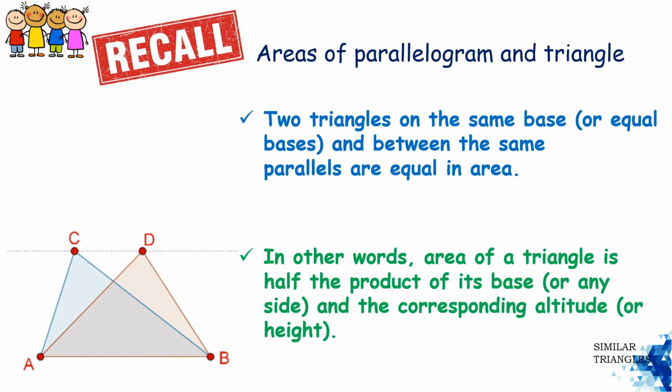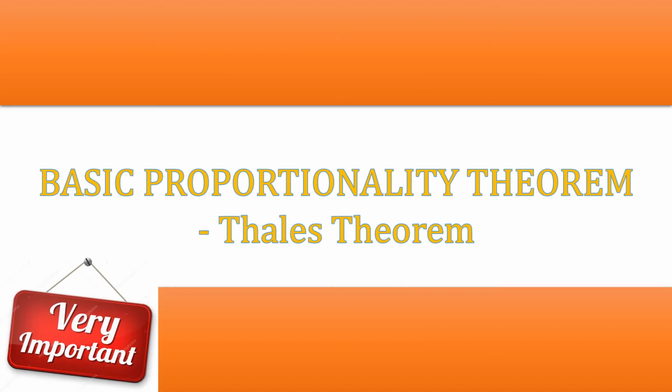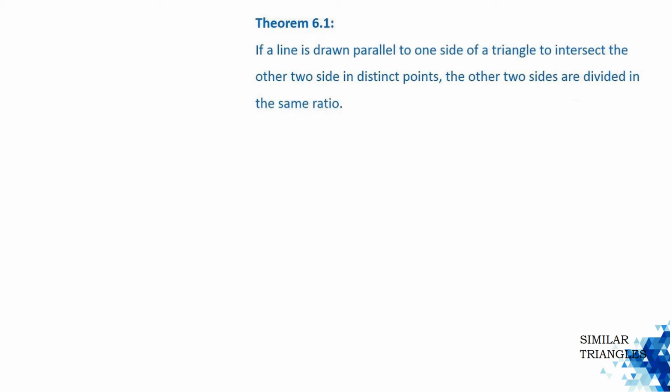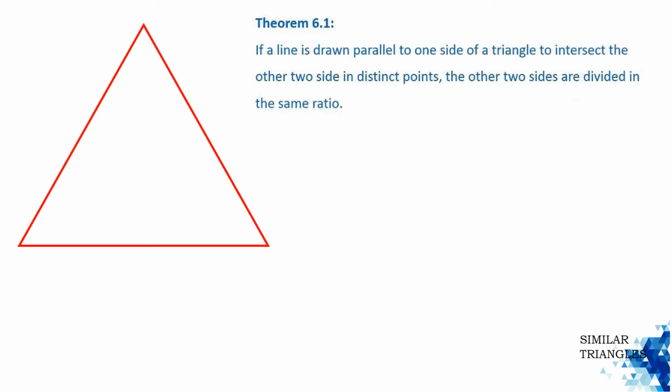Okay, so now let's move on to the theorem. Very important theorem, basic proportionality theorem, or else we'll call that Thales theorem. Okay children, so shall we see the theorem now? Yes. So theorem 6.1: if a line is drawn to one side of a triangle to intersect the other two sides in distinct points, the other two sides are divided in the same ratio.